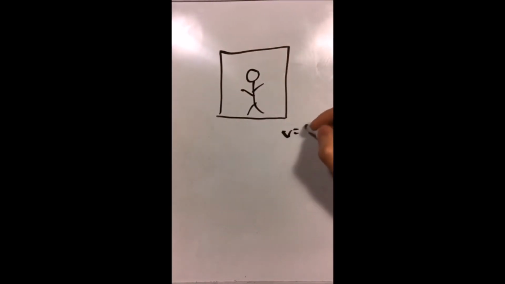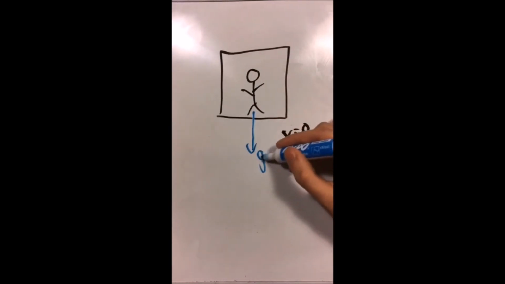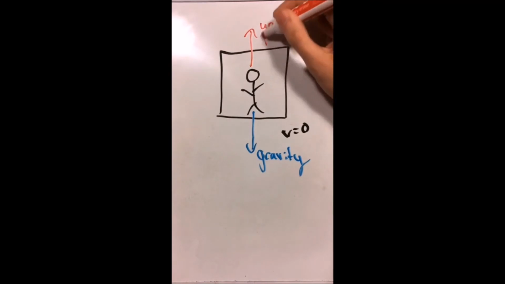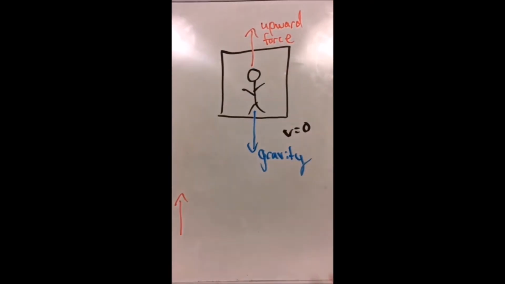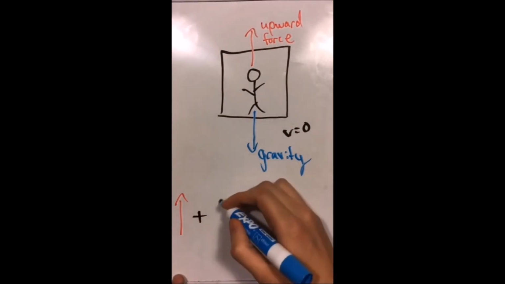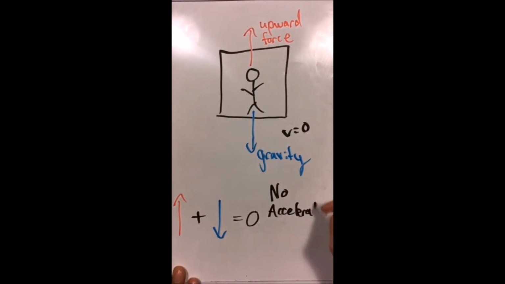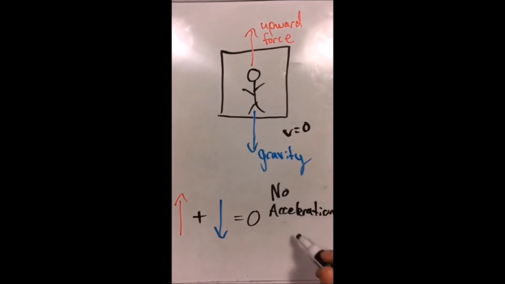If you're standing in a stationary elevator, that is, your velocity is 0, then we have the force of gravity acting down, and the force from the elevator floor acting upward. These forces add and cancel out to give you a net force of 0 and an acceleration of 0. In this case, your weight would feel normal.